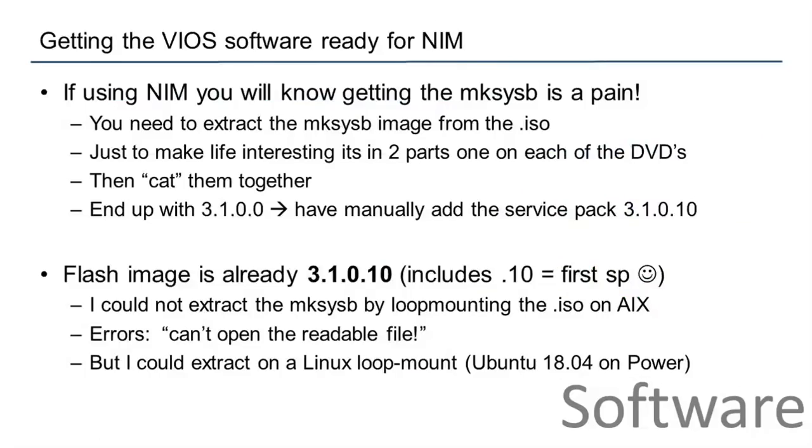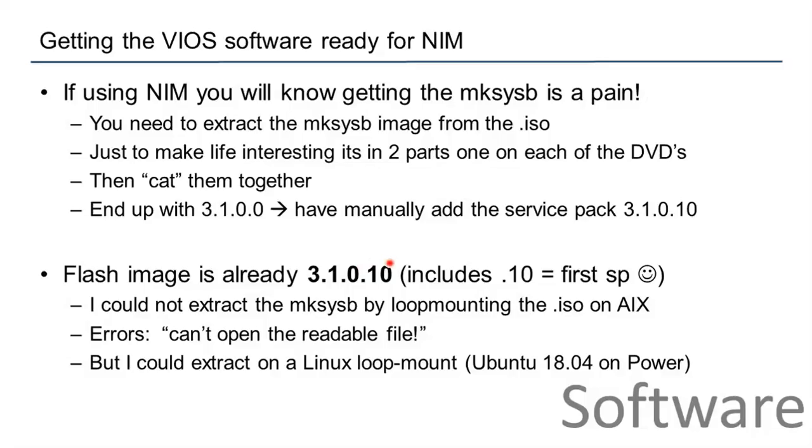Okay, now if you're using NIM, then to install your VIOServer, you'll need to get the mksysb. It's a real pain in the neck because it's actually spread into 2 or even more parts on the DVDs. There are 2 DVDs, and then you have to cat them together, and even when you do that, you'll end up with a 3.1, not a 3.1.0.10 version. If you go and get the flash image, then when you get the mksysb of that, you get the full service pack already installed on it.